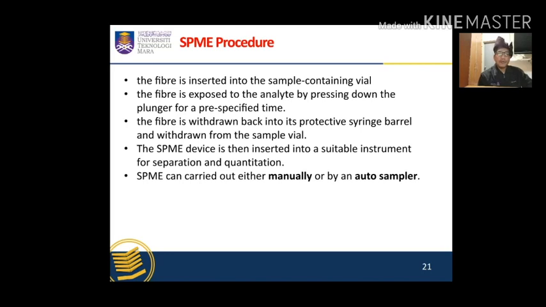During the SPME process, the fiber is withdrawn into the barrel and then inserted into our sample containing vials. At this point, the fiber is exposed to the analyte by pressing down the plunger for a pre-specified time. After this predetermined time interval, the fiber is withdrawn back into its protective barrel and removed from the sample vial. The SPME device is then inserted into the hot injector of the GC and the fiber exposed for a pre-specified time. The heat of the injector desorbs the analyte from the fiber prior to GC separation and detection. So SPME can be carried out either manually or by using an autosampler.